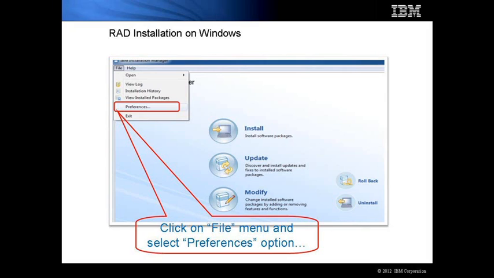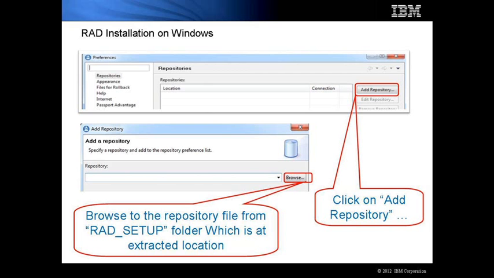Now once you select Preferences, there is an option available with the name Add Repository. What we need to do is add the repository of RAD 7.5 in the installation manager. So I select Add Repository, and as soon as I select it, a repository box appears, and here we need to browse the path of the RAD setup folder where the repository is kept. So I select this.